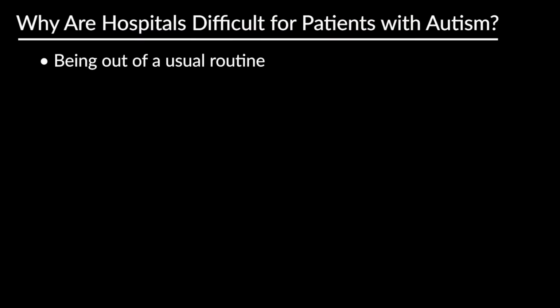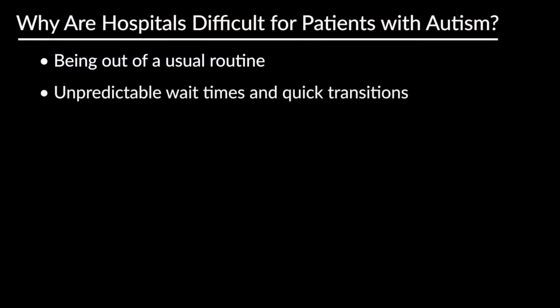Some key factors that cause the hospital to be difficult for patients with autism include being out of a usual routine. Individuals with autism benefit from routine, predictability, and experiences that are familiar to them. Coming to the hospital is not something that is an everyday occurrence, and many of their support systems may not be in place. The change in the routine alone is difficult. Additionally, there may be a change in diet or fasting. Unpredictable wait times and quick transitions.